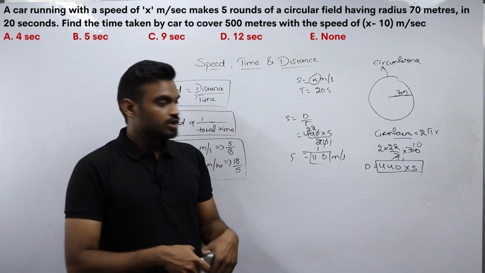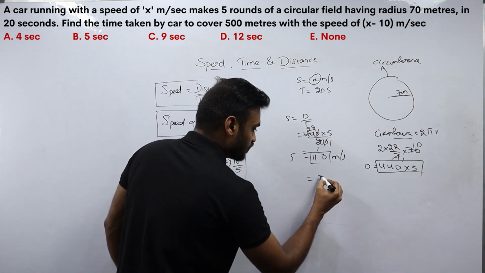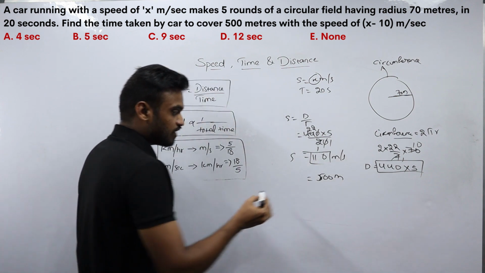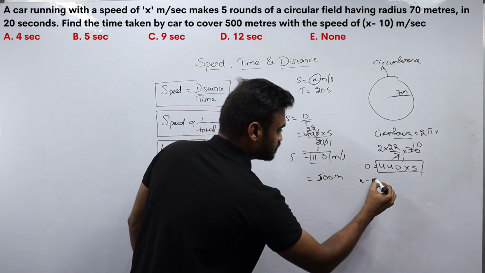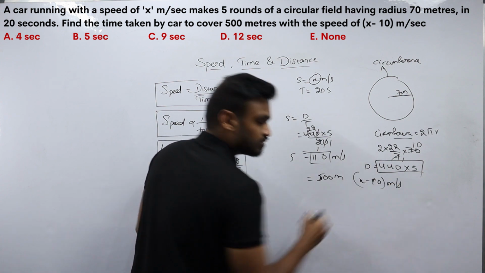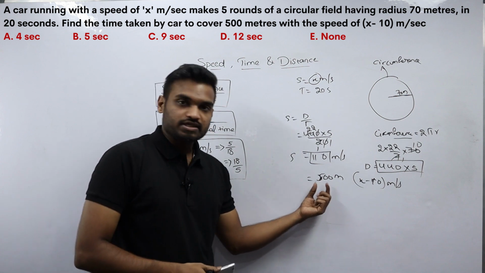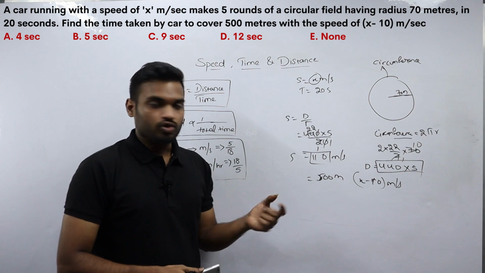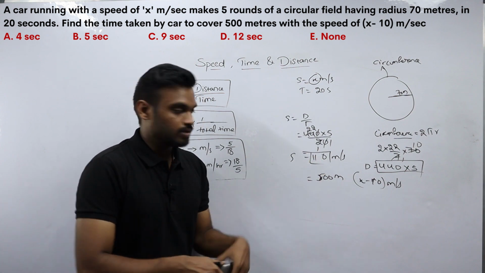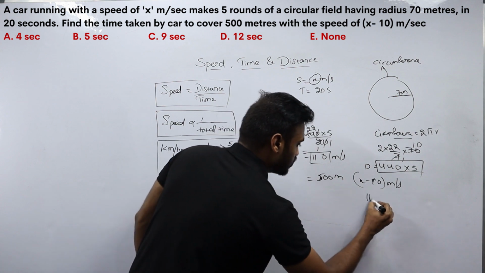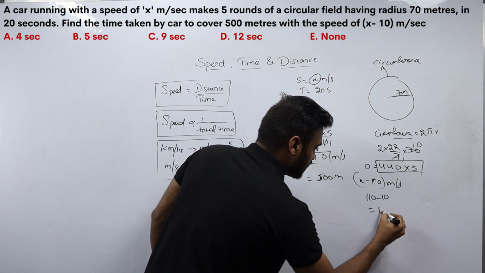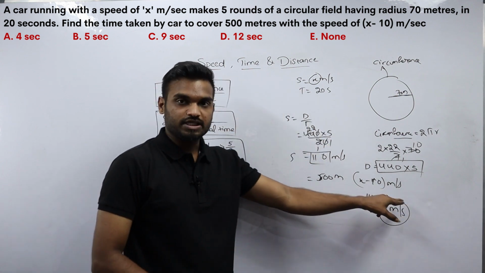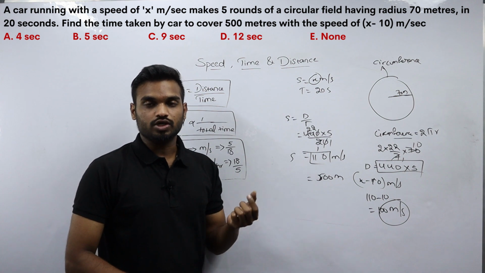Now what they are asking is to cover a distance of 500 meters with a speed of x minus 10 meters per second. We already know x here, that is 110 meters per second. So x minus 10 is 110 minus 10, that is 100 meters per second. With this speed, to cover 500 meters, what is the total time taken?